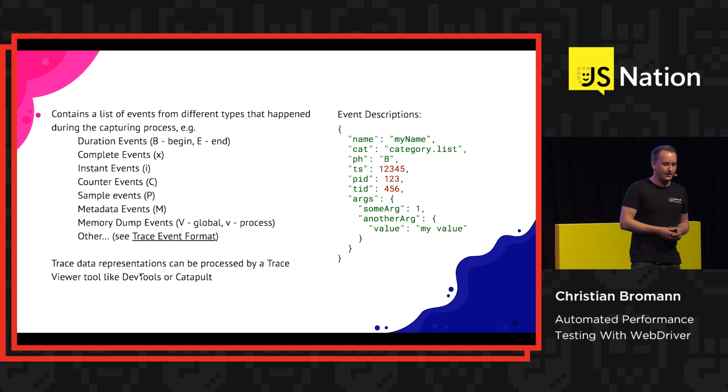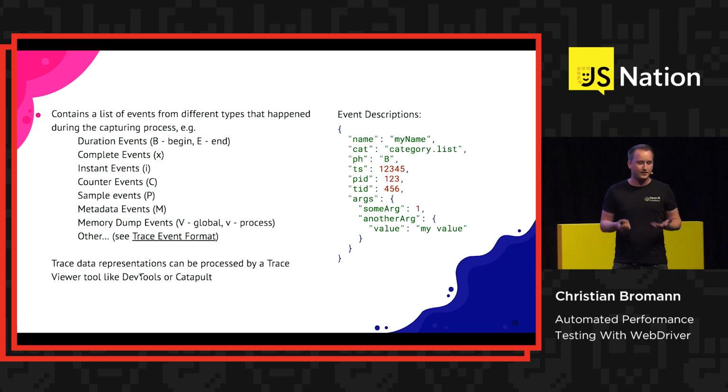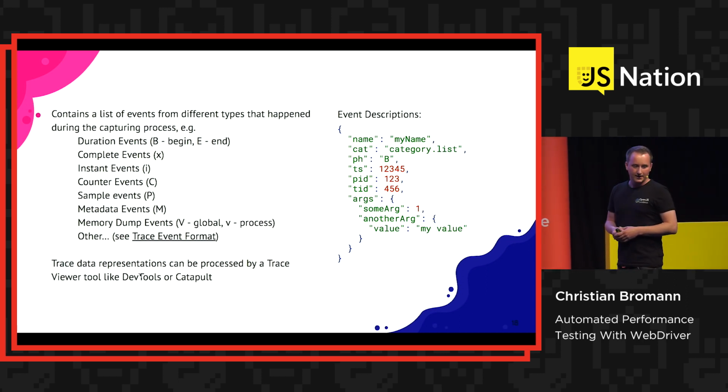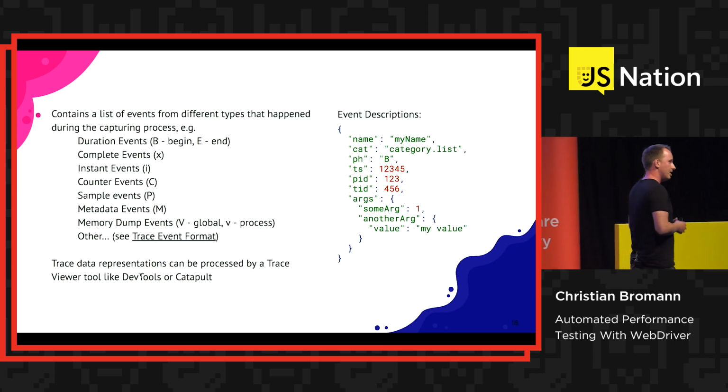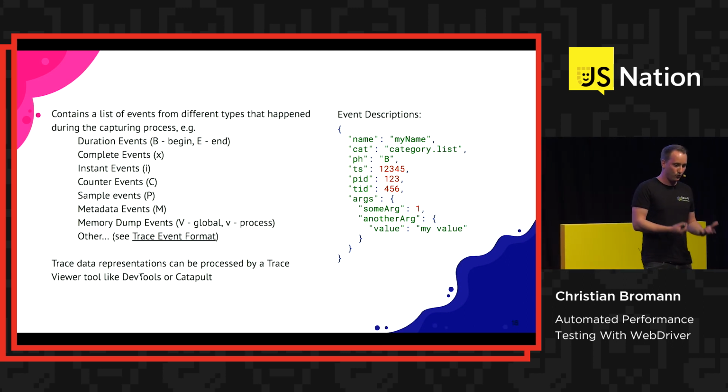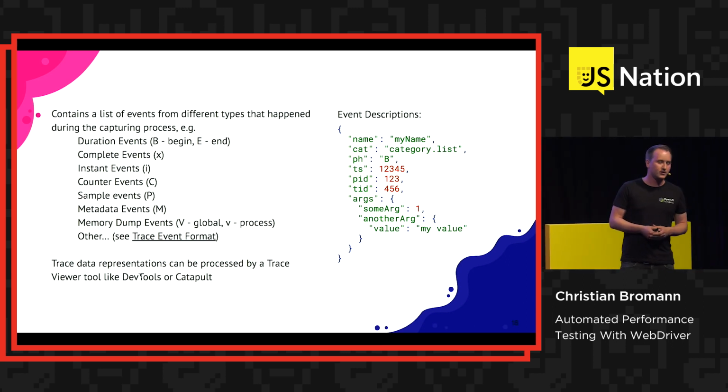And you see on the right side an example of that, a really simple trace event that I created. It has a name. It is connected to a category. It has a specific type, a timestamp, a process ID, a thread ID to where it was executed, and it comes with some arguments.